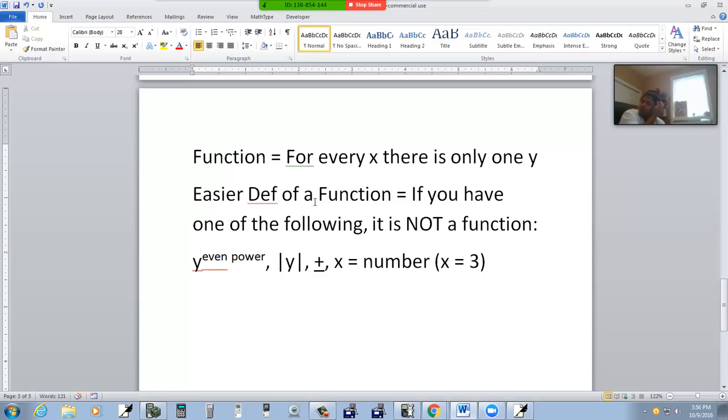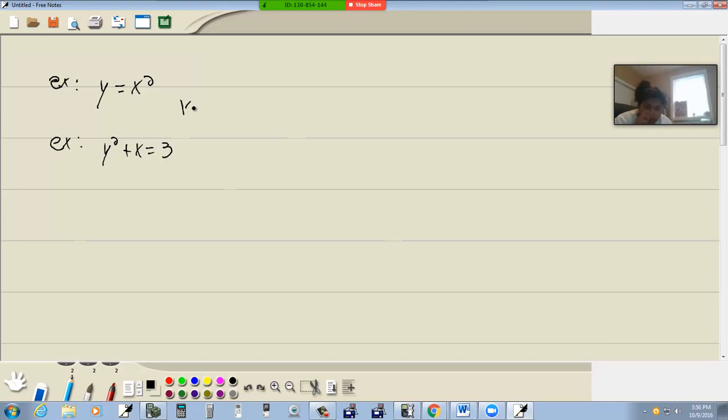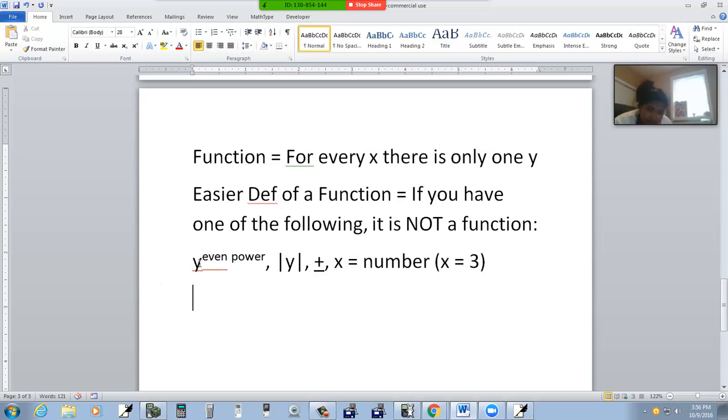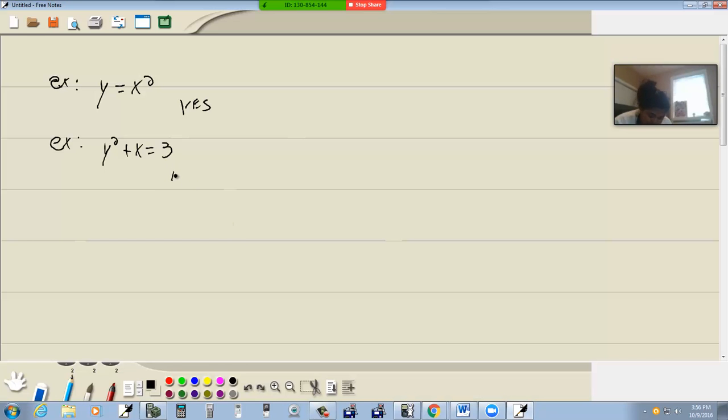Well, if I go look these up, I said if you have any of these, it's not a function. So these are our bad items. y is equal to x squared. Well, we can have x squared, we just can't have y to an even power. And it doesn't have any of these other items, so it's fine. Yes, this is a function. But on our second example, see how it has a y to the second power? We said you cannot have y to an even power. So the fact that it has a y to an even power on this one means no, it's not a function.